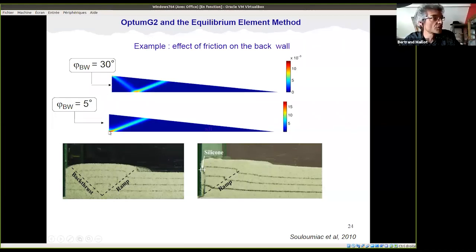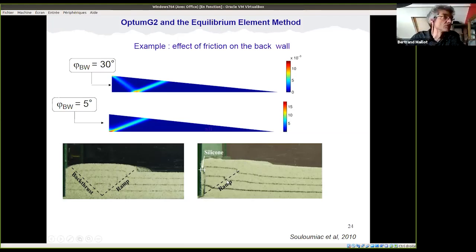If the friction, on the contrary, is very low, then the material here will slide in this direction, but also upward against that. And we verified that with silicone and sand. Here is sand against glass, so relatively high friction. We activate the base and we ramp up the back thrust. But if we put silicone at the back and we go very slowly, this is a very efficient lubrication, then we are closer to 5 degree friction, and then we obtain this.